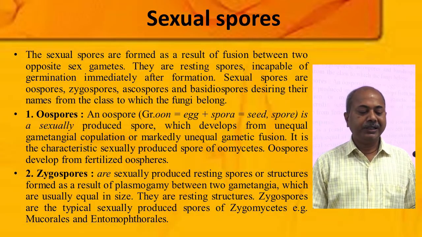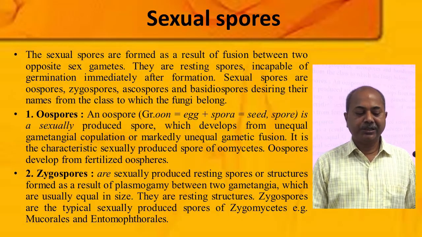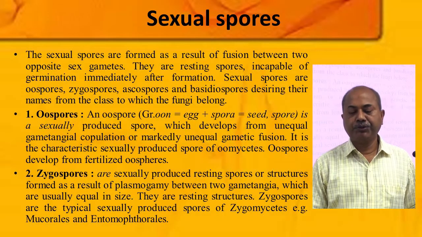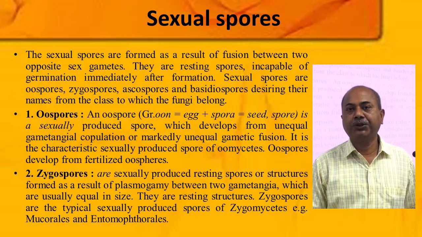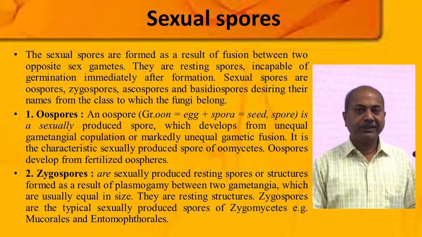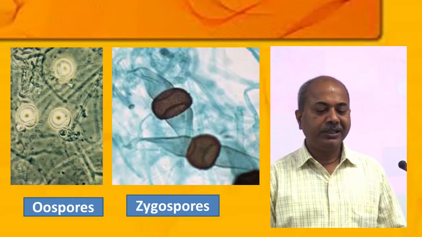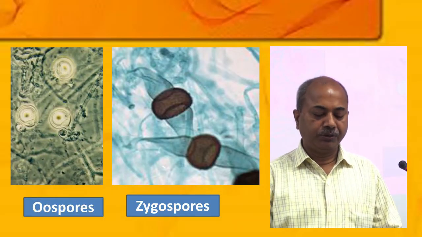Zygospores are typical sexually produced spores in zygomycetes, that is Mucorales and Entomophthorales. In Mucorales, that is Mucor and Rhizopus, you will have the example. So in the figure also you can see the zygospores and oospores.